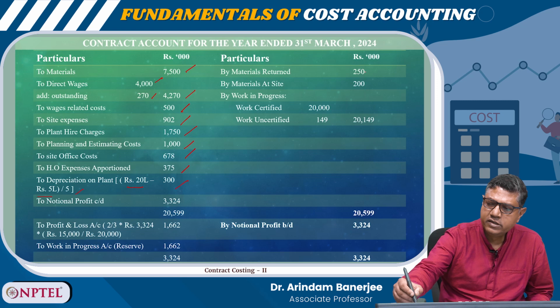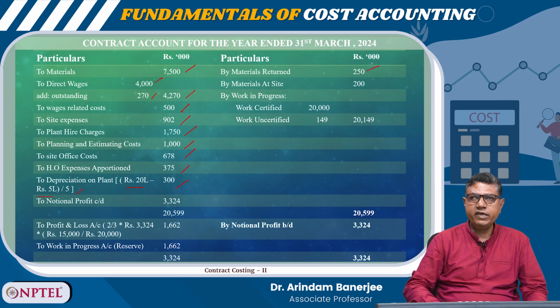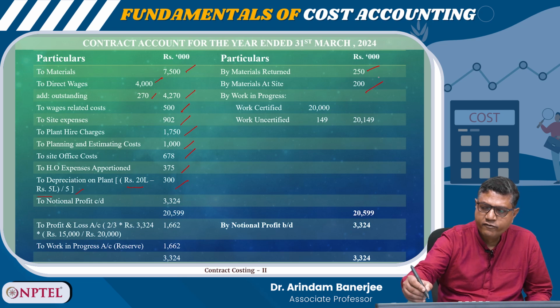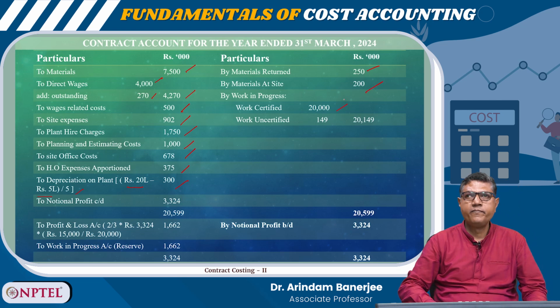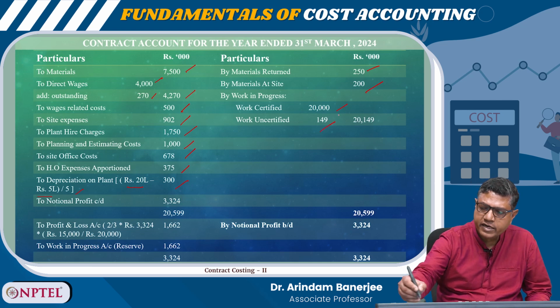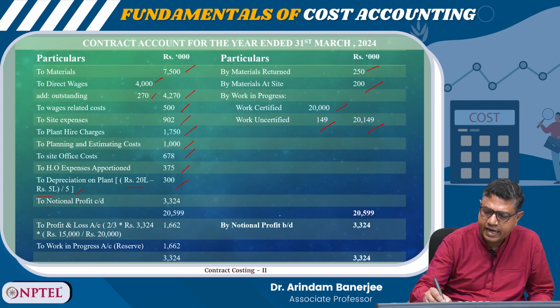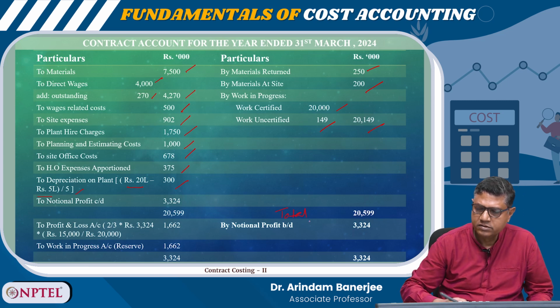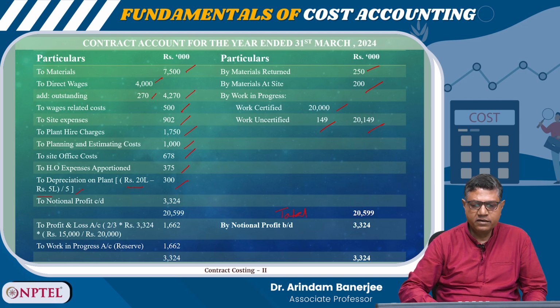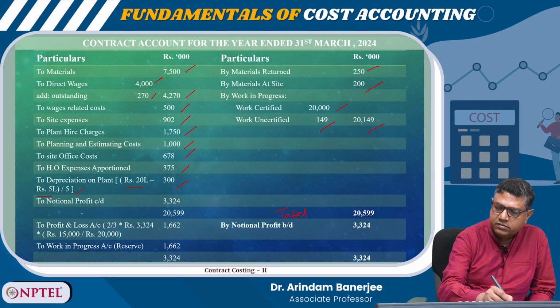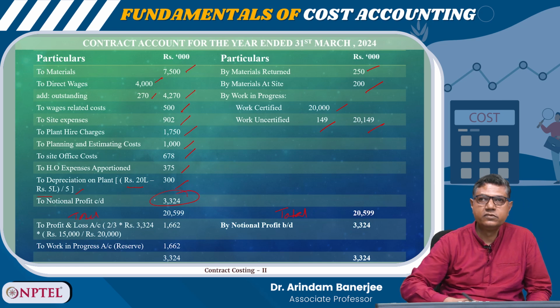On the right hand side, the material returned is 250, materials at site is 200, work certified is 20,000 and work uncertified is 149. So 20,149. If we add this, then the right hand side total will be 20,599. So this will be my total. And this is my total, so my notional profit, the balancing figure, should be 3,324.